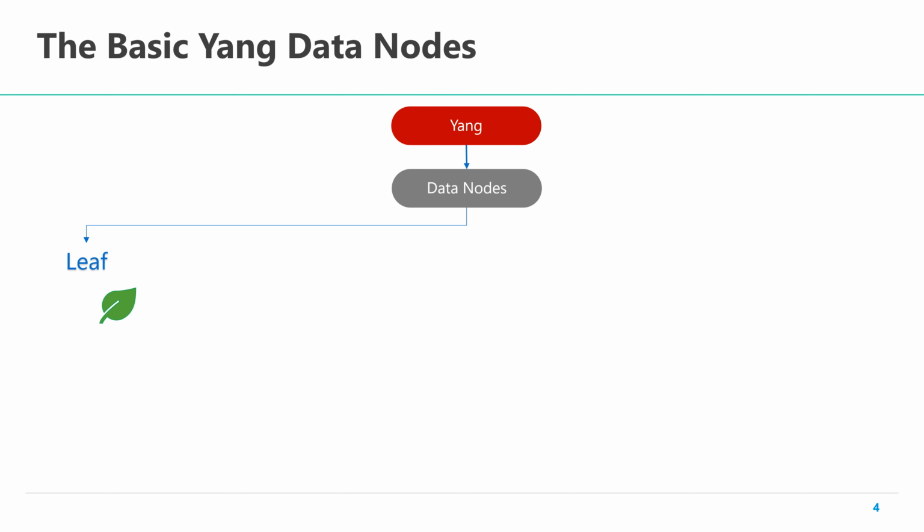We will now look at the different types of data nodes that are available in Yang. The first simple node is called a leaf. As we know, Yang is a hierarchical structure which can be represented in the form of a tree, and a leaf, in terms of a tree structure, is the simplest node that is available.